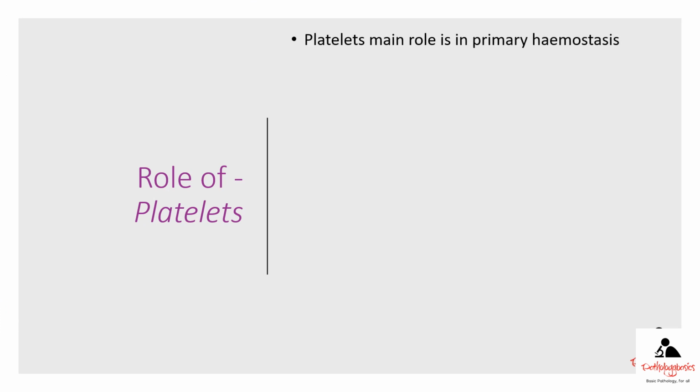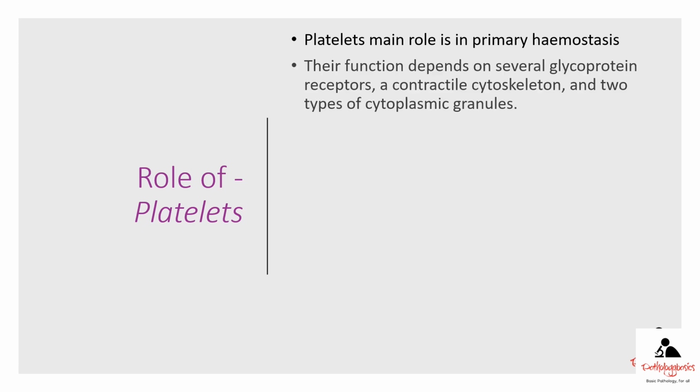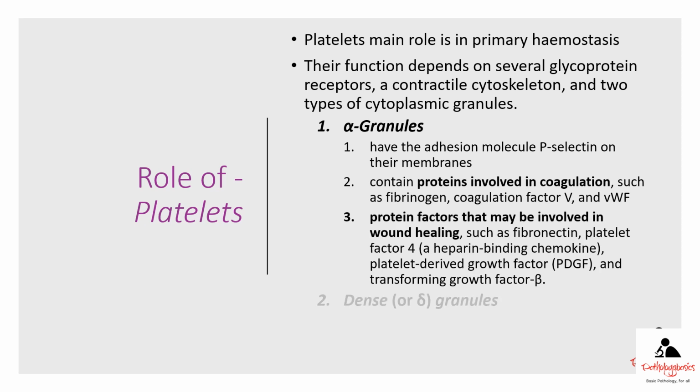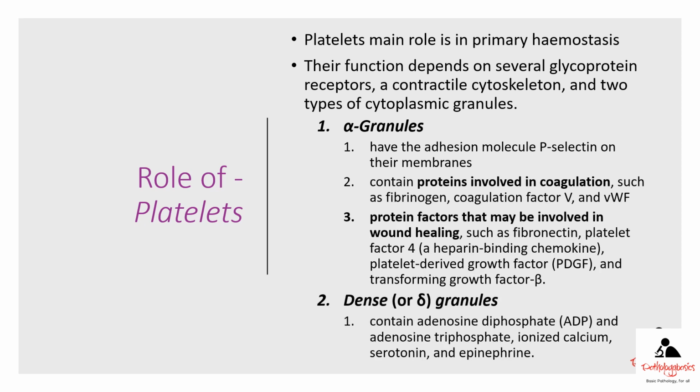So you know that platelets play a primary role in hemostasis. Their function depends on several glycoprotein receptors, contractile cytoskeleton, and most importantly, granules. There are two granules, alpha granules and the dense or delta granules. Alpha granules contain proteins involved in coagulation and certain factors that are involved in wound healing.